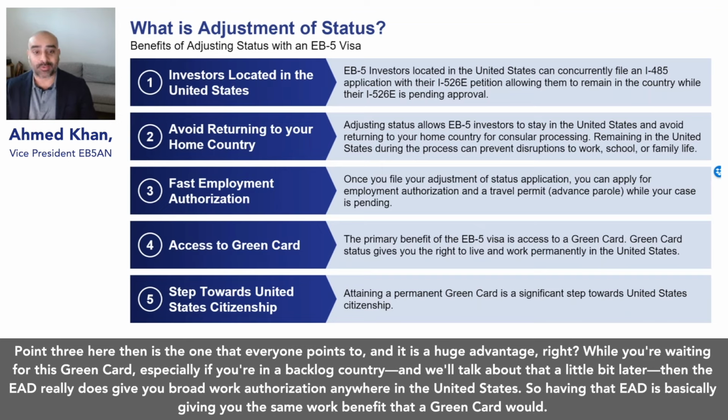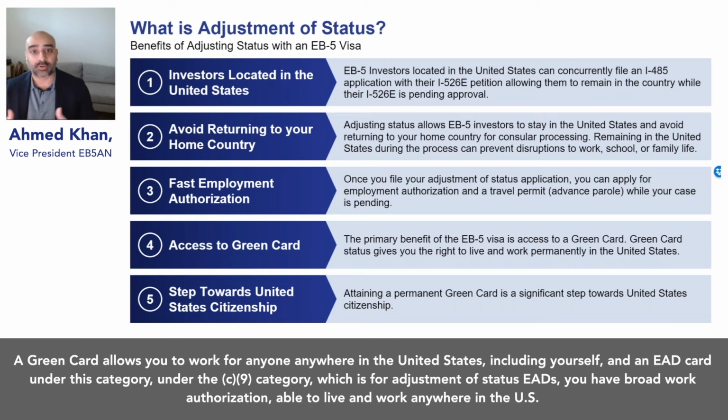Point three here then is the one that everyone kind of points to, and it is a huge advantage, right? While you're waiting for this green card, especially if you're in a backlogged country, and we'll talk about that a little bit later, then the EAD really does give you broad work authorization anywhere in the United States, right? So having that EAD is basically giving you the same work benefit that a green card would. A green card allows you to work for anyone, anywhere in the United States, including yourself. And an EAD card under this category, under the C9 category, which is for adjustment of status EADs, you have broad work authorization, able to live and work anywhere in the US.